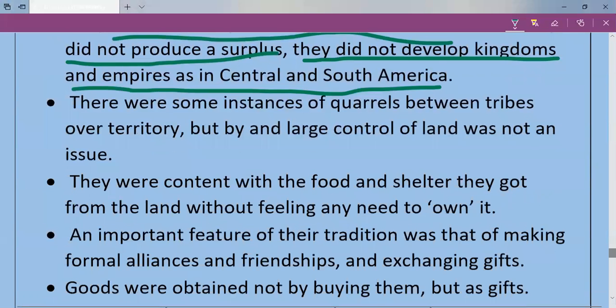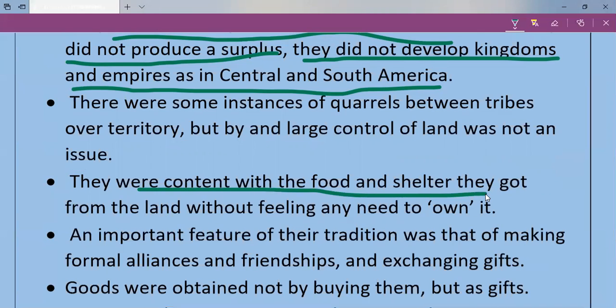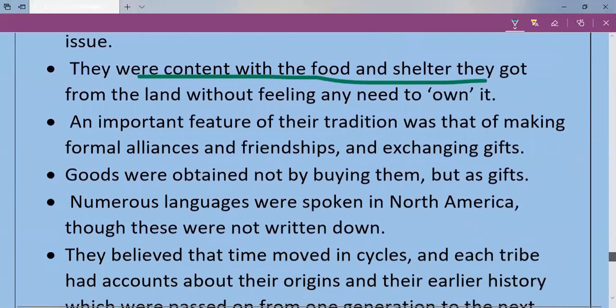There were some instances of quarrels between tribes over territory, but by and large, control of land was not an issue. So, as I told you, no war, no fighting for territory, no fighting for land. They fought each other, but only over small territories around them. If a person from another territory came into their territory, they would ask why you came here. Those were small quarrels. They were content with food. They were satisfied with the food and shelter they got from the land, without feeling any need to own it. They never owned the land. Wherever they got things to eat and drink, they stayed.